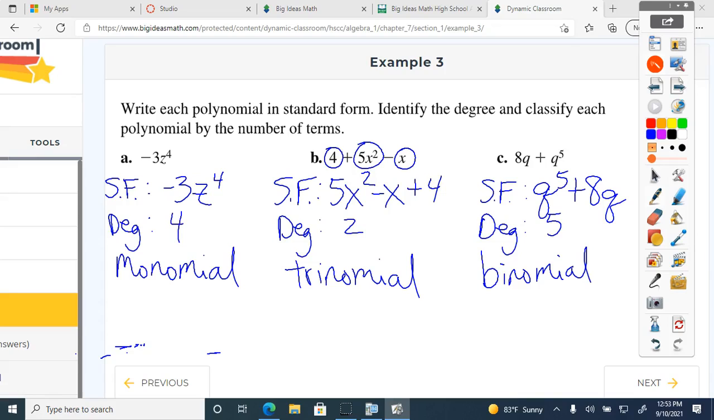No? Okay. So you're not supposed to add them? Nope, you can't add them. Why can't you add these? They're not the same. One's q to the 5th, and the other one is just q. To be the same, they have to be the same variable with the same degree. You with me? Okay. All right. Moving on.